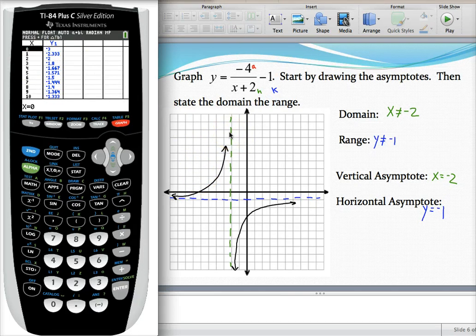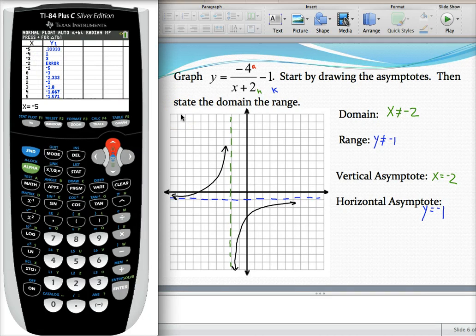One thing I want to point out, though, is there is one x value in the table that should have an error in the y column, and that, hopefully you know, is -2. You can't plug in -2 for x. So if we scroll up and look in our table, sure enough, there it is. So there's one way to find vertical asymptotes using a table. Look for errors in the y column.